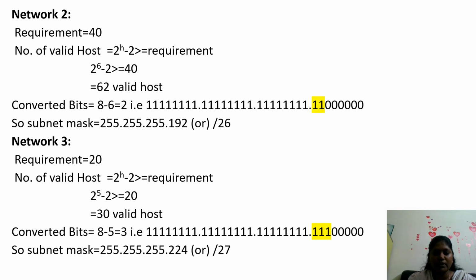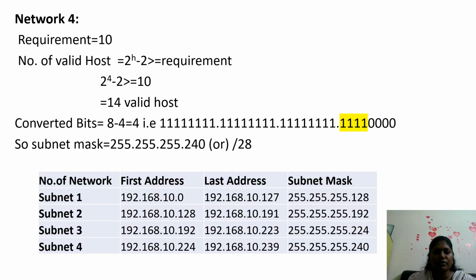Now let me take the converted bits. The converted bits is equal to 8 minus 5, where the h value is 5, which is equal to 3. So in total I'm going to borrow 3 bits from the host portion. So the subnet mask will be 255.255.255.224 or /27.